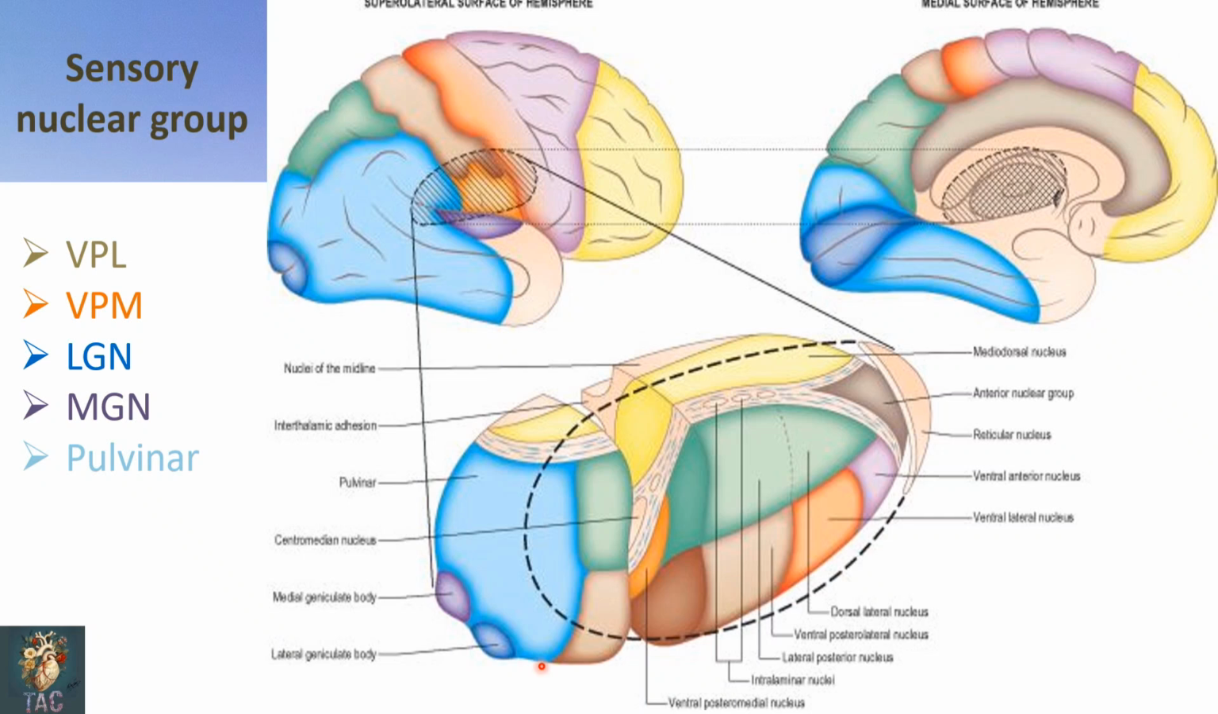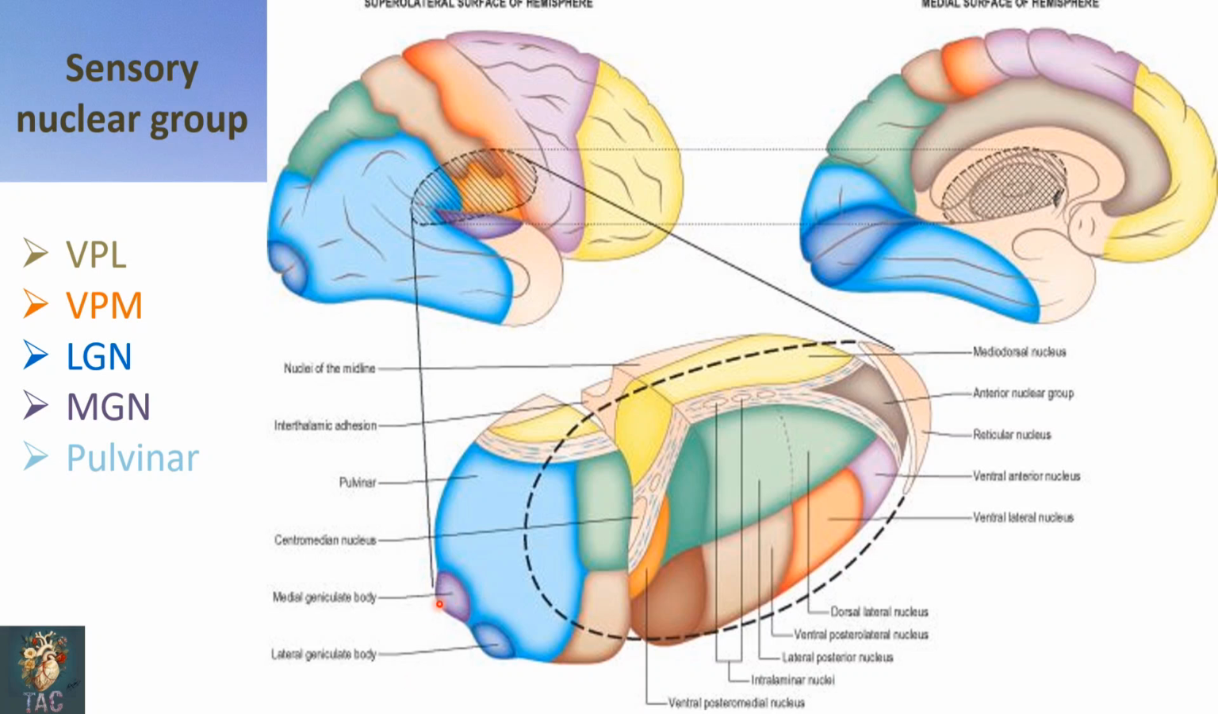Then there are the lateral and the medial geniculate body. It is easy to remember: the L of lateral and also the light. So these are related with the visual reflexes. The impulses are generated in the retina, pass to the optic nerve, then to the optic chiasma, then to the optic tract, then to the lateral geniculate body, and from here this information goes into the occipital cortex.